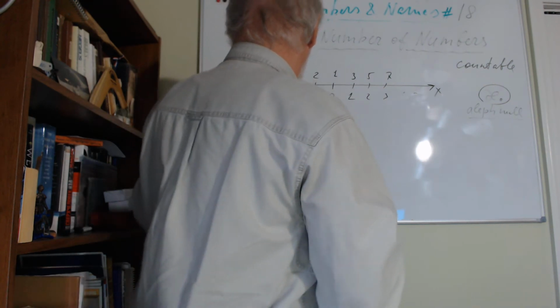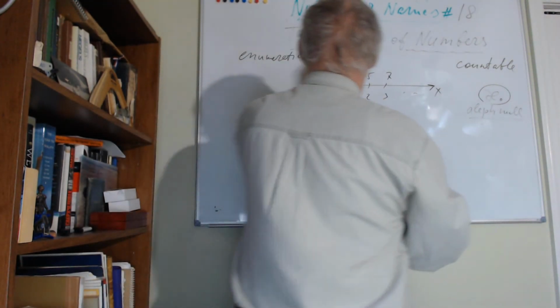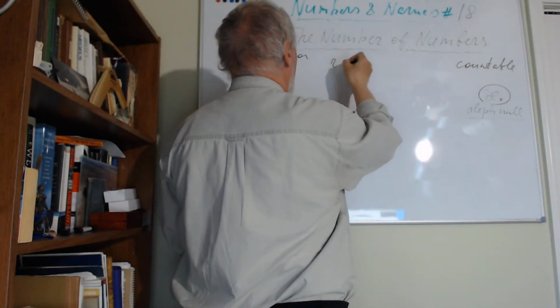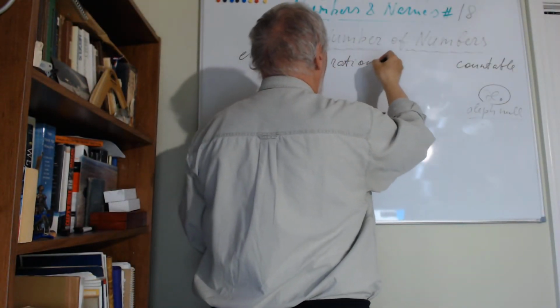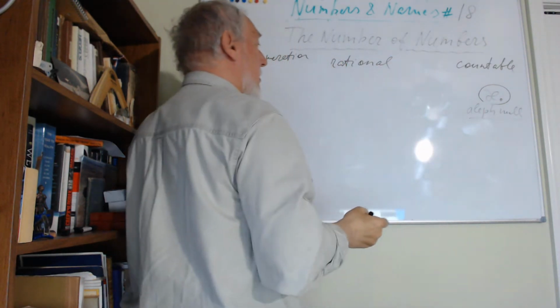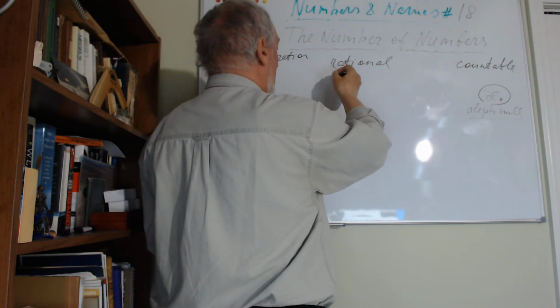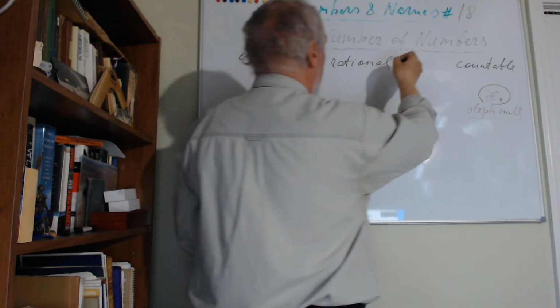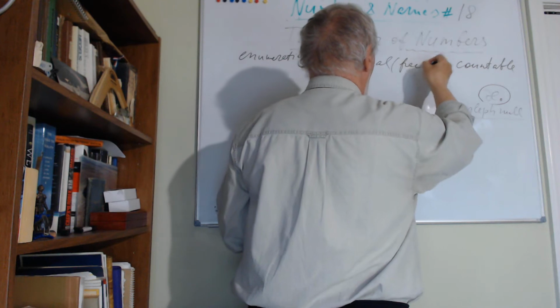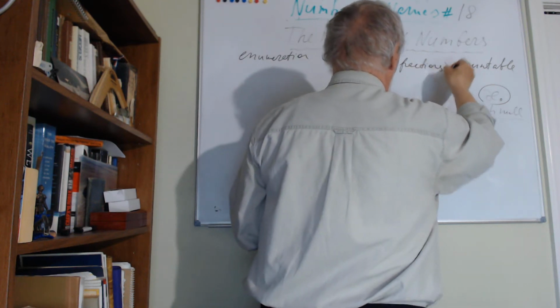Okay, let's try a little more. We have so-called rational numbers. Have you heard of this? Rational numbers. I taught you this in the groups. Rational numbers are actually fractions. Yeah, fractions.